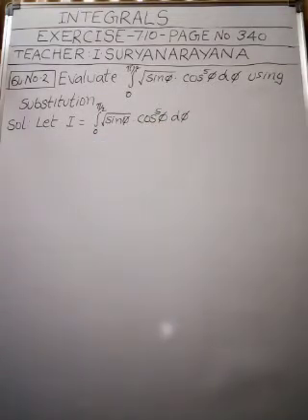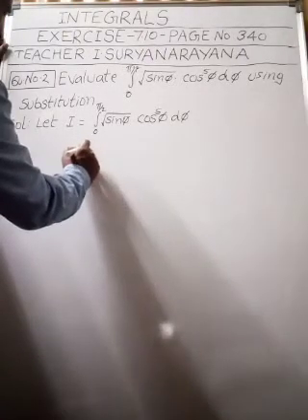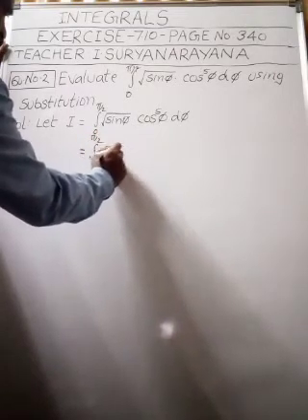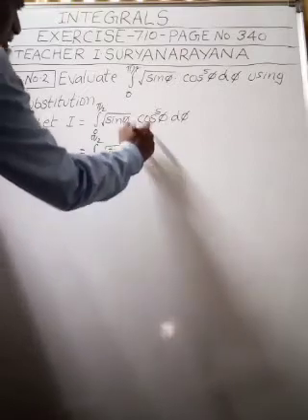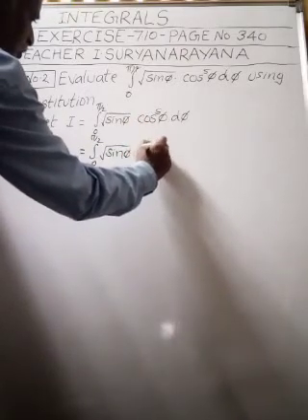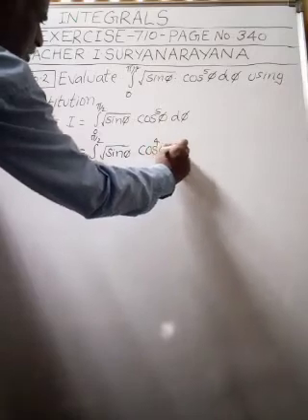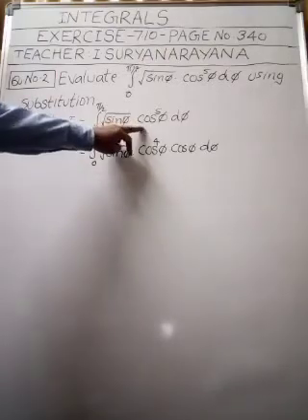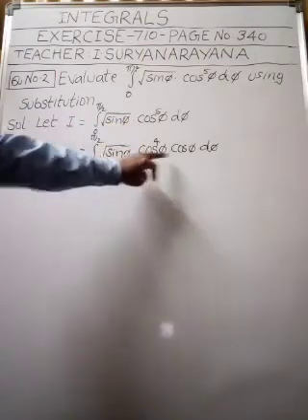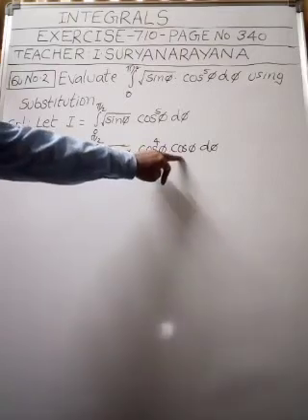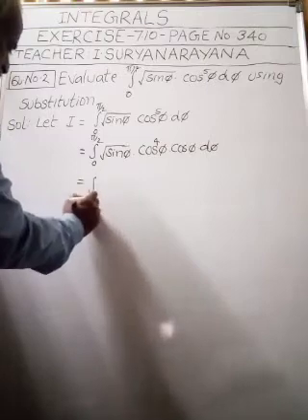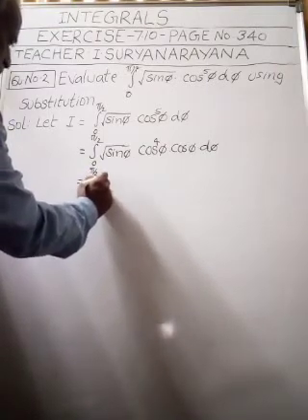Right. Now, cos power 5 phi can be written as integral 0 to pi by 2 square root of sine phi into, I am writing this one as cos power 4 phi into cos phi d phi. Can we write this cos power 5 phi like this or not, my dear children? Cos power 4 phi into cos phi d phi. Yes. Now integral 0 to pi by 2 square root of sine phi.